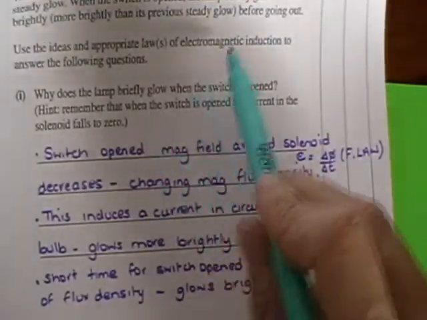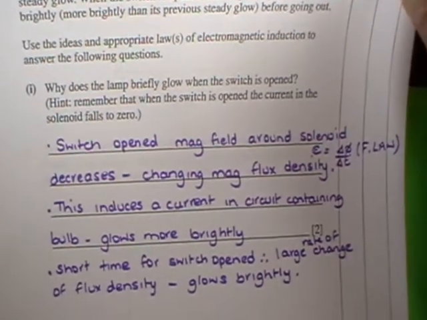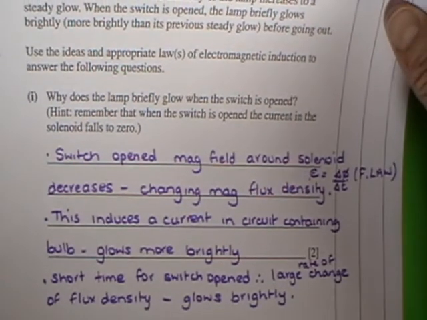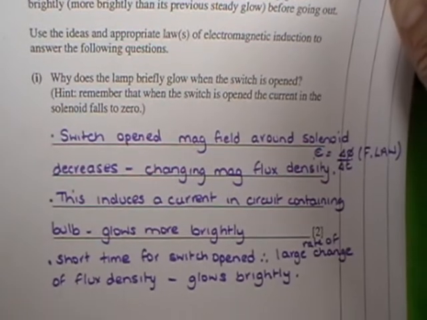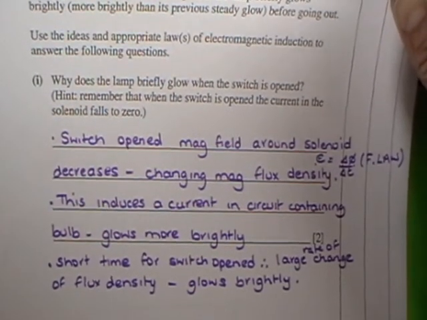So try and get something in about the laws or the ideas. You could also say something about Lenz's law, the fact that you're turning something off and yet it's causing an opposite kind of change in that there's a higher current in the bulb. You could say something about that too.